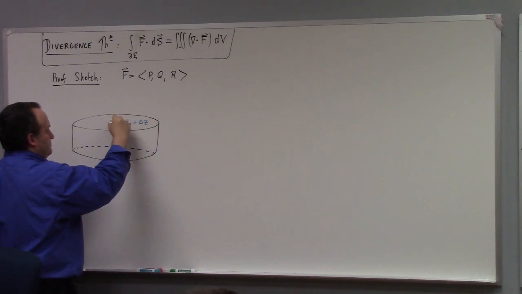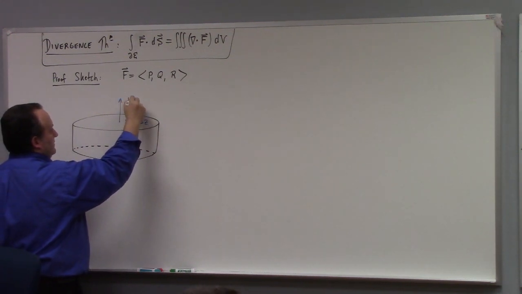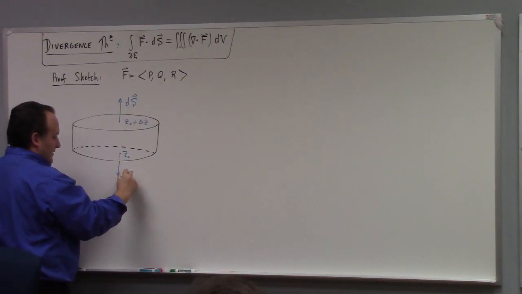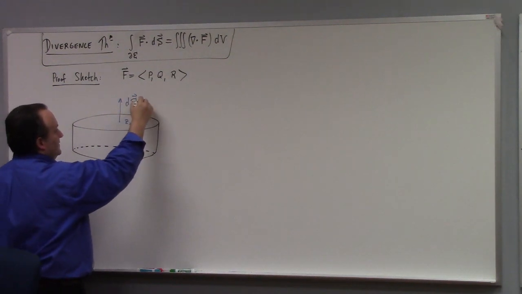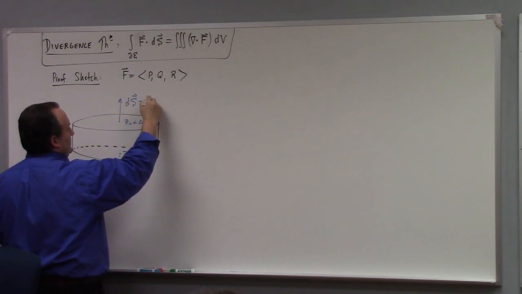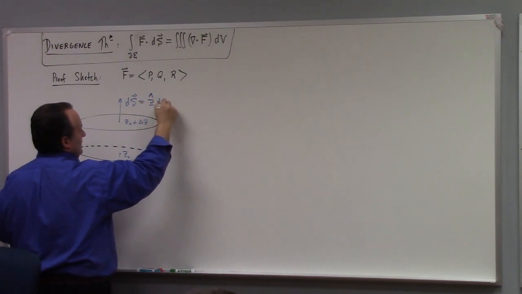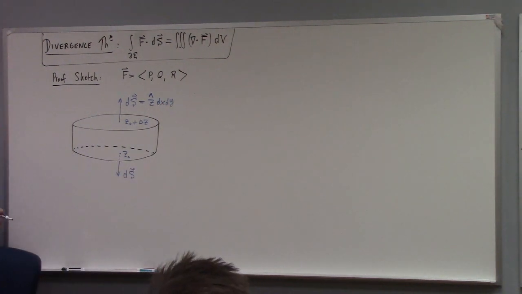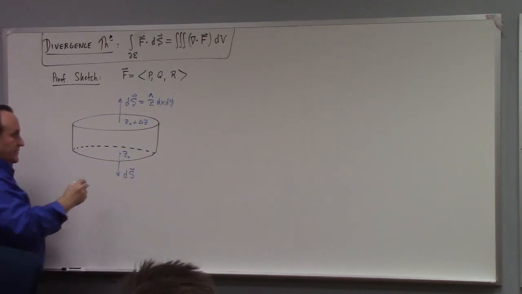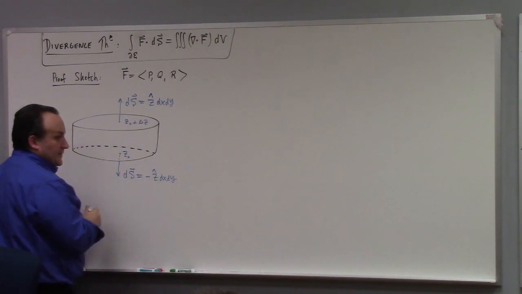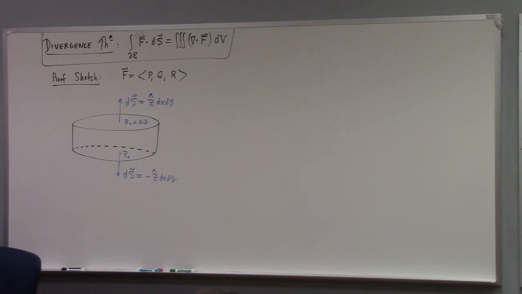So you've got dS vector here, and down there your dS vector points down. In both of these cases you can just put z hat. Z hat dx dy will serve as the surface area element, and down here minus z hat dx dy. Does that make sense? I'm assuming that the top and the bottom of the cylinder are horizontal.